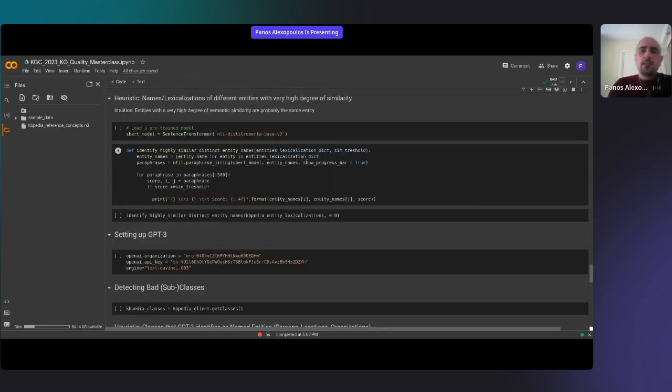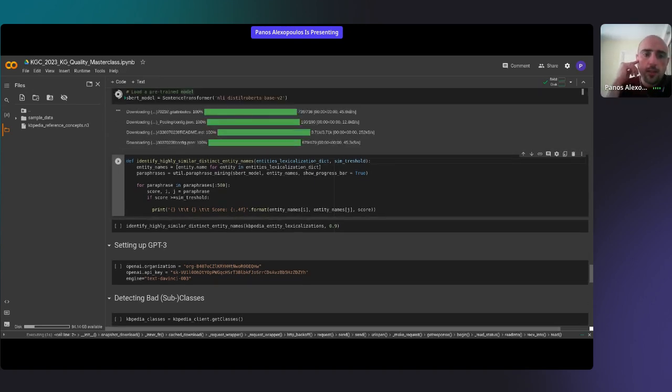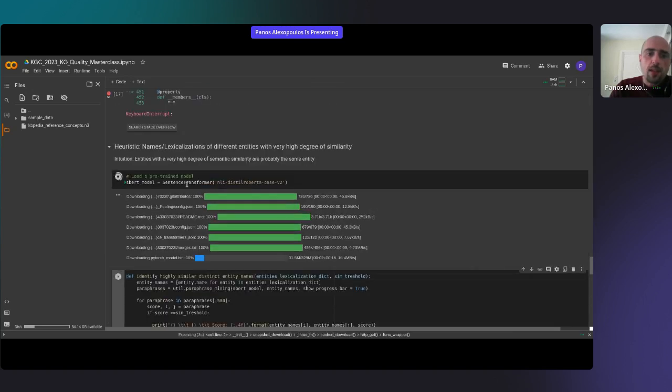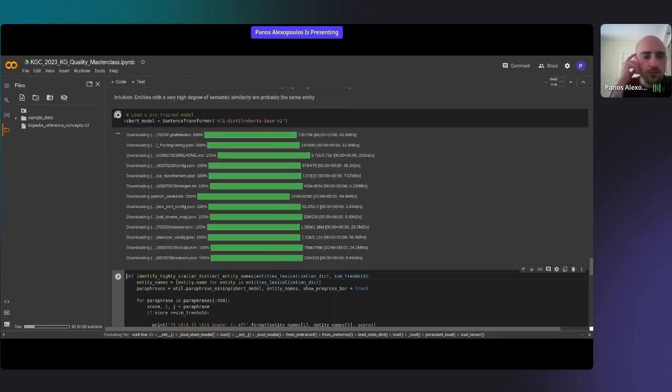A final heuristic for today for finding problematic synonyms is to try to see whether we have missing synonyms. That is, whether we have entities that are distinct, but they should actually be under the same entity. So entities that are synonymous, but they aren't really modeled as synonymous. So what we're going to do here is create a specific transformer model, a pre-trained one, from SentenceBERT, the framework that I mentioned, when we download it.